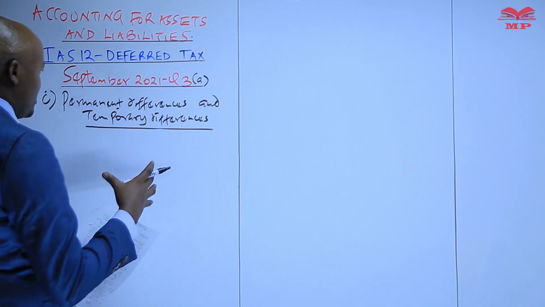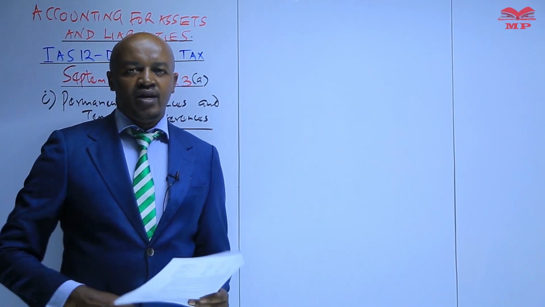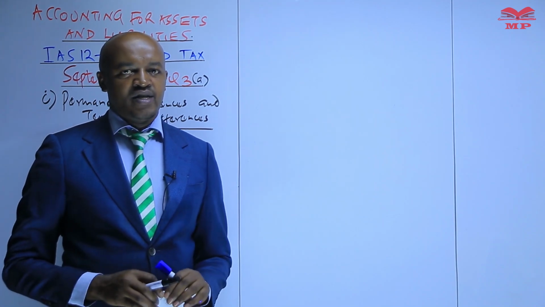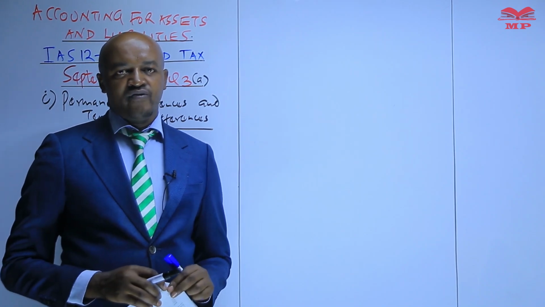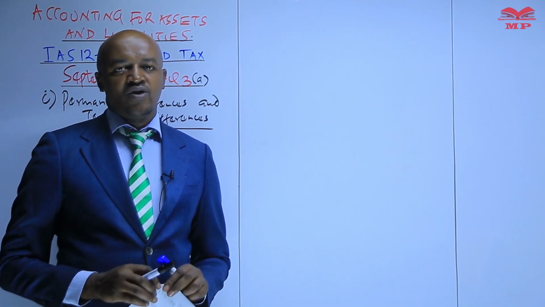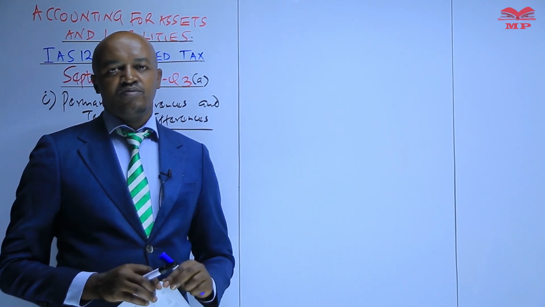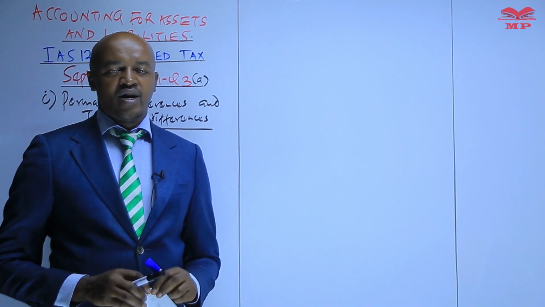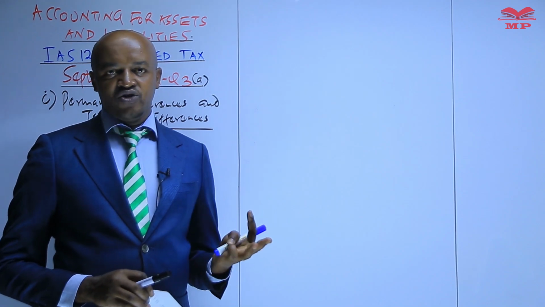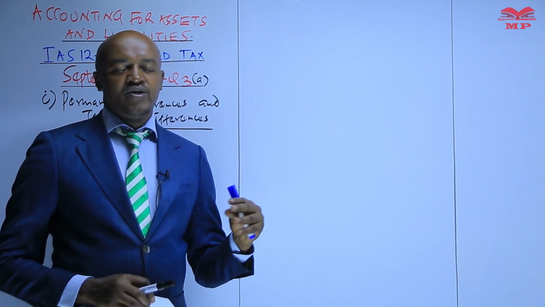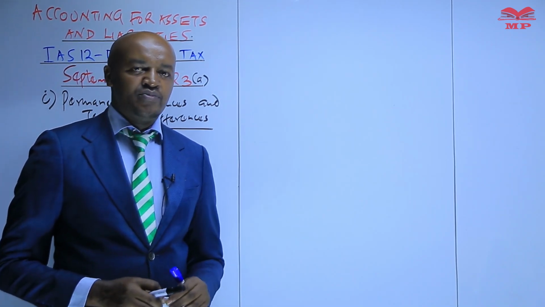First of all, when we talk about the permanent difference, we say that these are differences which give rise to a difference between accounting profit and taxable profit. That difference arises as a result of taking into account items of income and expenses in computing the accounting profit, but those items are not taken into account in computing the taxable profit. Good examples include depreciation. We know depreciation is an expense in computing the accounting profit, but it is not considered an allowable expense in computing the taxable profit.